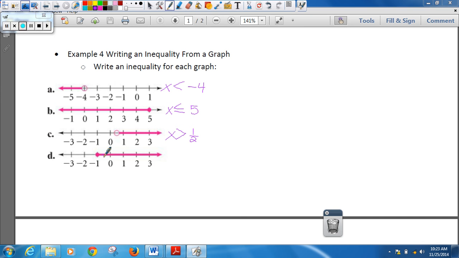My last one here also has a solid dot, so it's going to be an equal to part. It's on -1 as my number. It's going to the bigger number, so it's greater than, because it's solid, it's equal to. So my inequality is x is greater than or equal to -1.